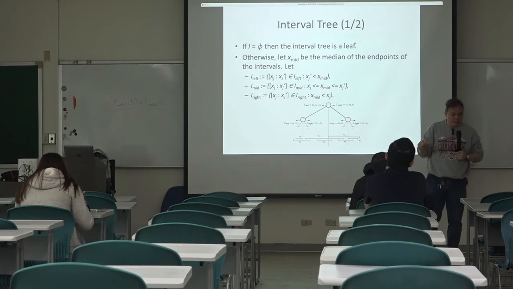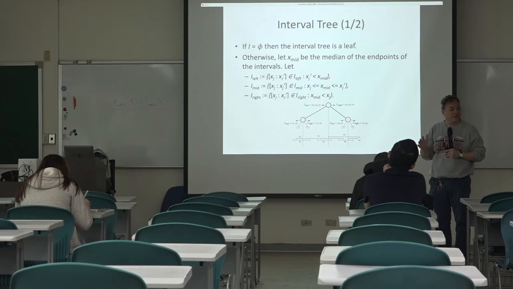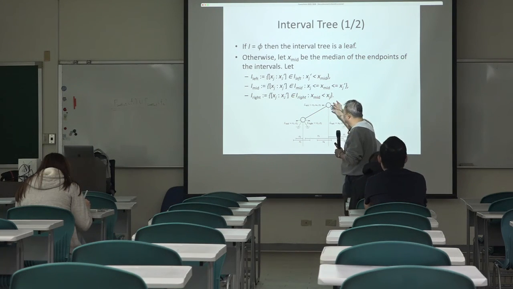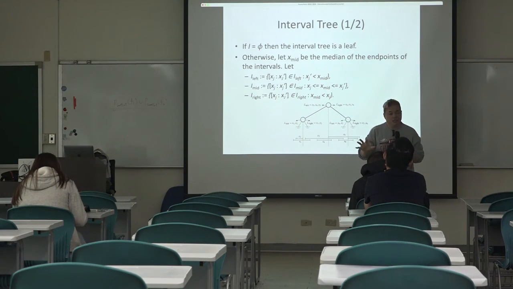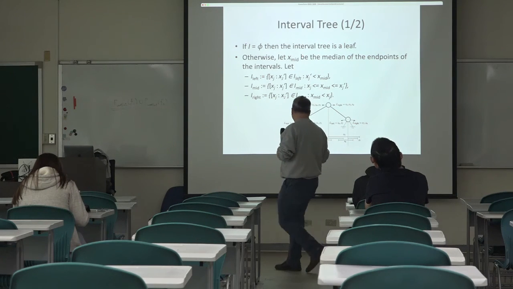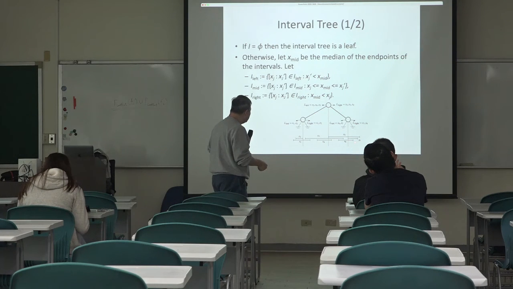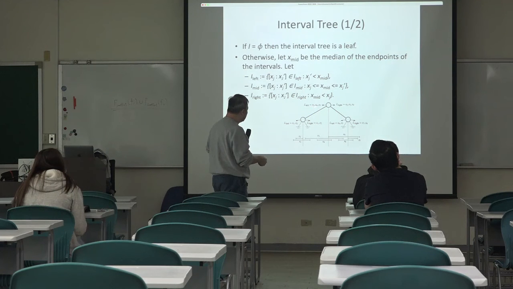So far so good, right? And you deal with the left subtree and the right subtree recursively in the same manner. So this is the example. In this example, we actually have seven intervals, and this is the median. The first median. For this median, we have three intervals, S3, S4, and S5.